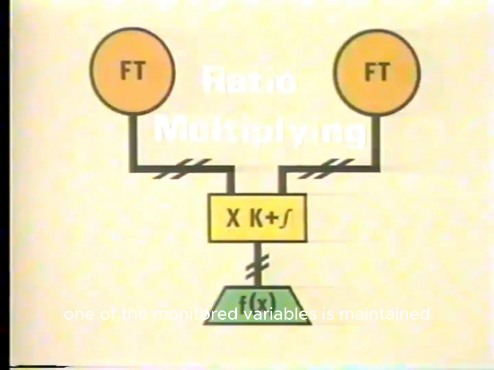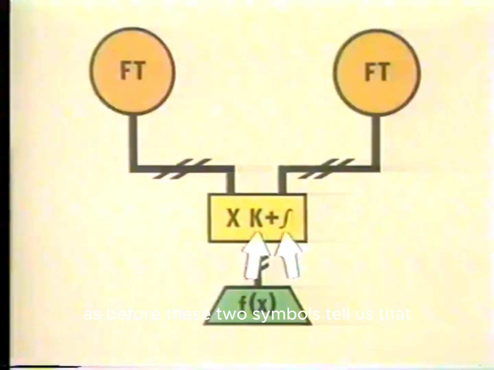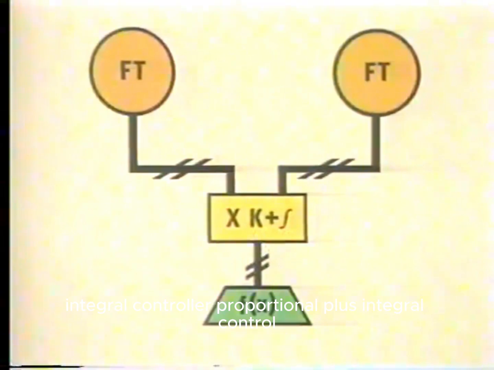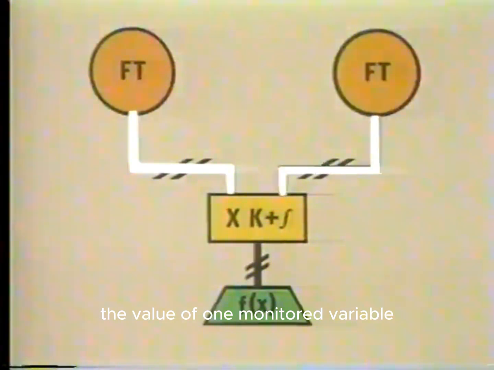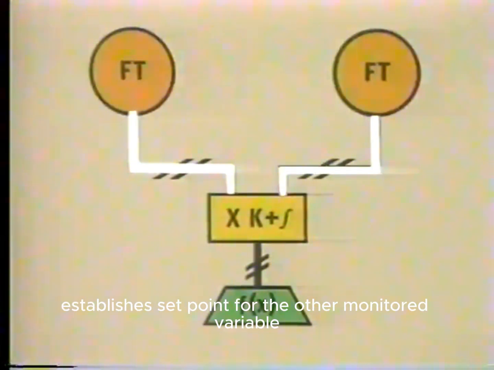In other words, one of the monitored variables is maintained at a predetermined multiple or ratio to the other monitored variable. As before, these two symbols tell us that this is a proportional plus integral controller. Proportional plus integral control is required to ensure that the ratio between wastewater and chemical solution is maintained at set point. The signal that represents the value of one monitored variable establishes set point for the other monitored variable.